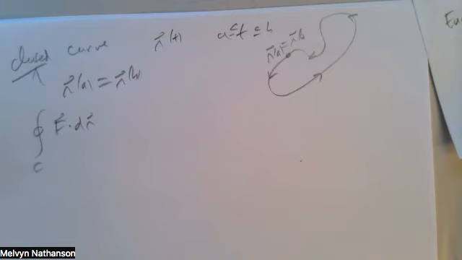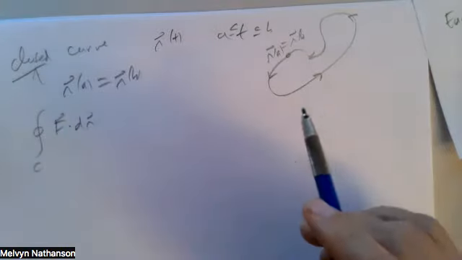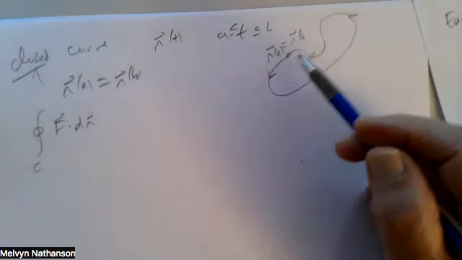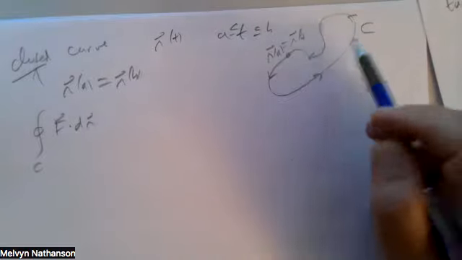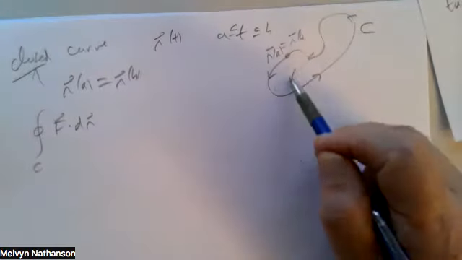So suppose you have a simple closed curve, which doesn't intersect itself. So there's like an inside, so this is the curve C, and there's an inside and an outside. The inside we'll just call R.